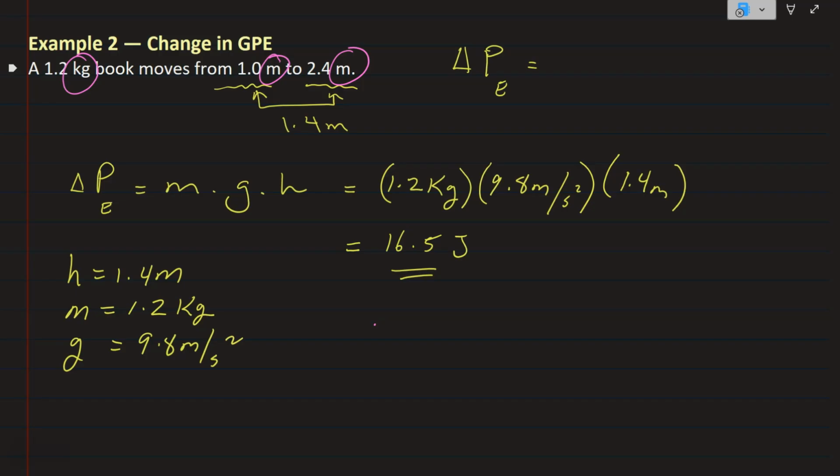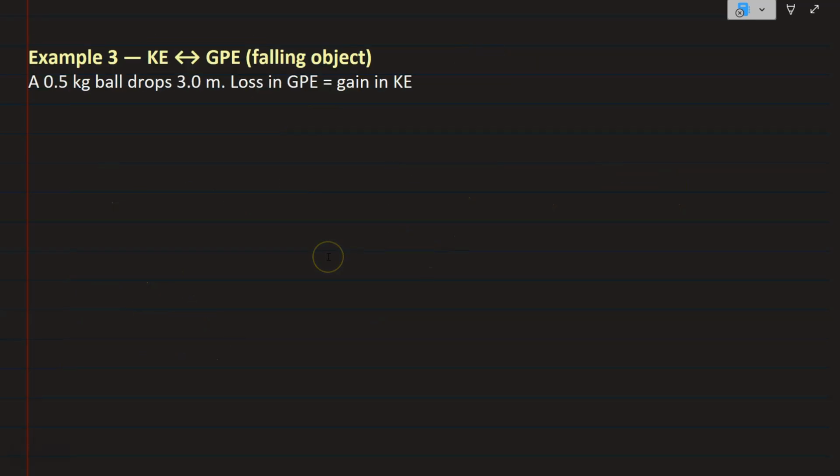All right, let's look at another question. Here's another example. We have mass is 0.5 kg. We have the height is 3.0 meters, and we want to know what the GPE is, or gravitational potential energy, PE. While we're at it, we're going to talk about the kinetic energy.